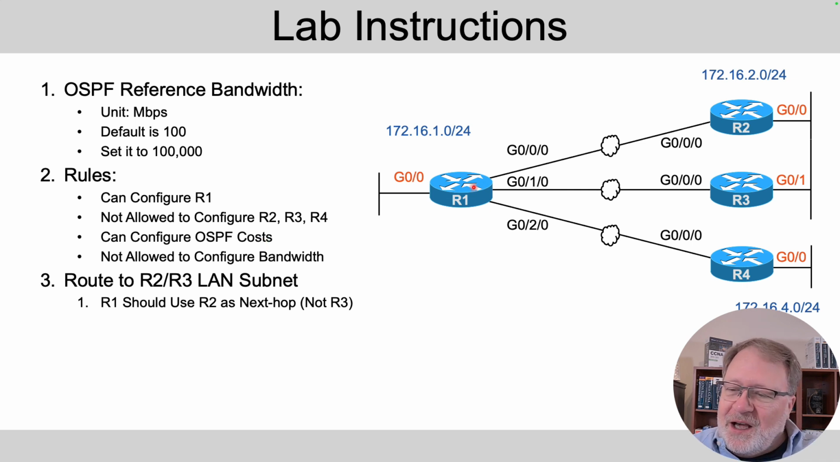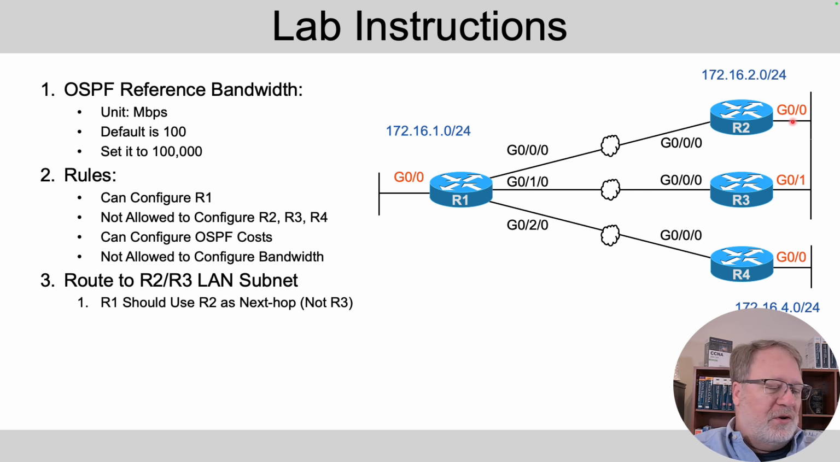Then the route to the R2, R3 subnet. R1 could calculate a route through R2 and another one through R3. And in fact, with default costs, it's going to be a tie. And R1 is going to have routes via both paths in the routing table. But when the dust settles, you should make sure that R1 uses only this route through router R2.